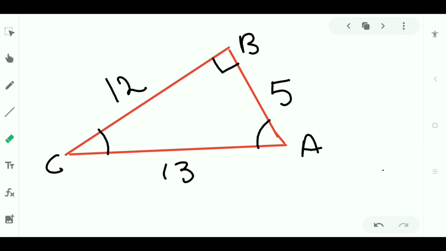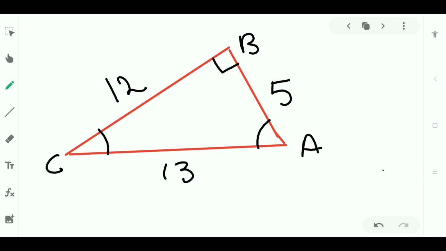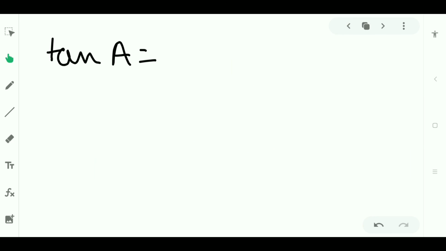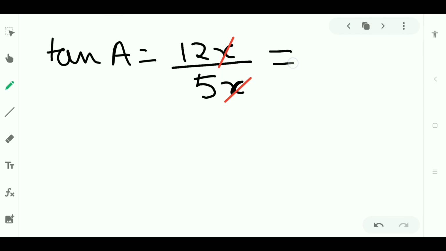Okay. And next, they asked us to find tan A. What is tan A? Opposite by adjacent. So nothing but 12x by 5x. Okay, it will be possible to solve this fast once we are thorough with the formulas. It is equal to 12 by 5.